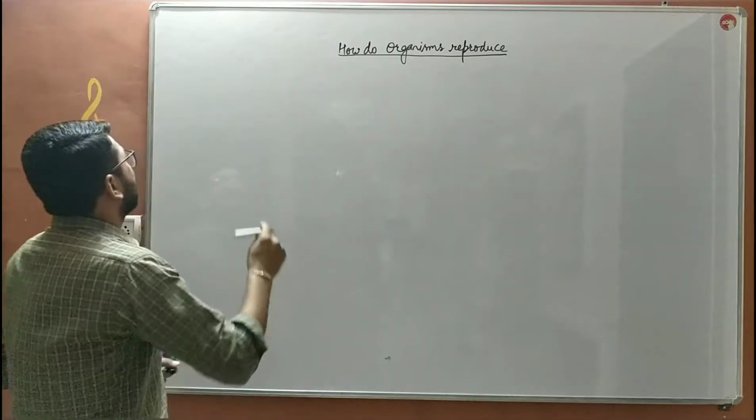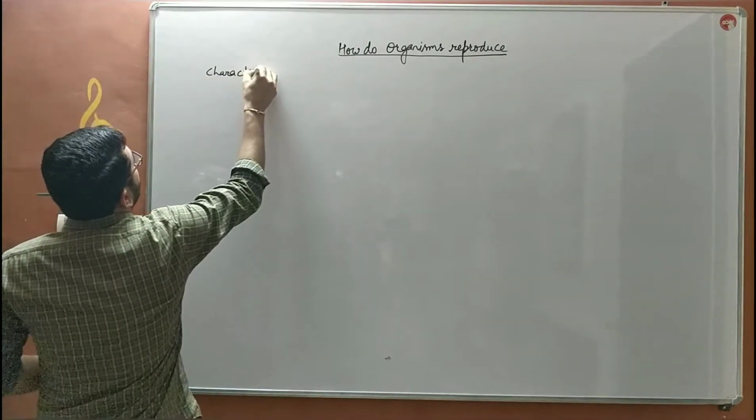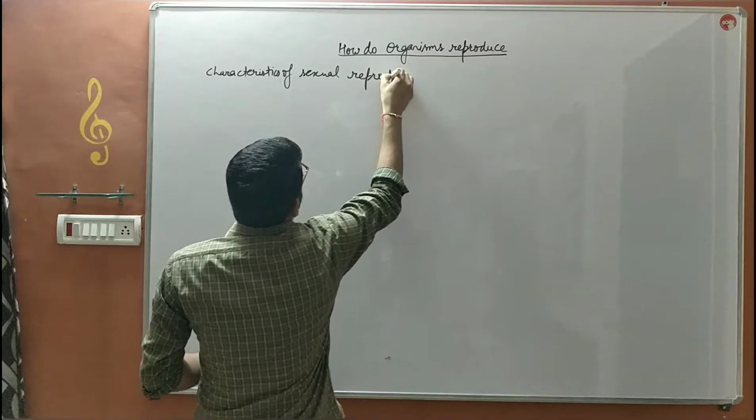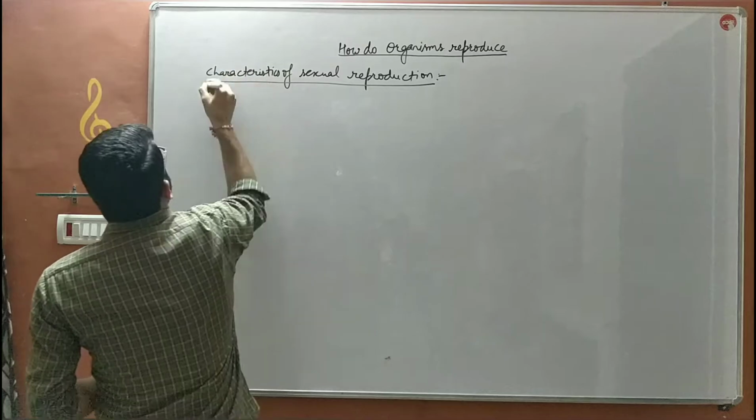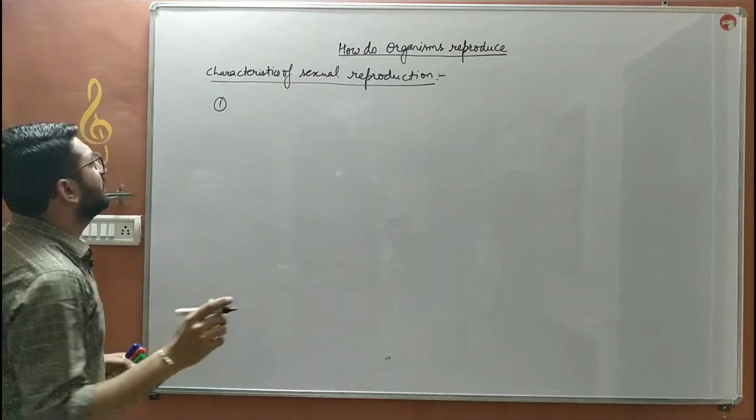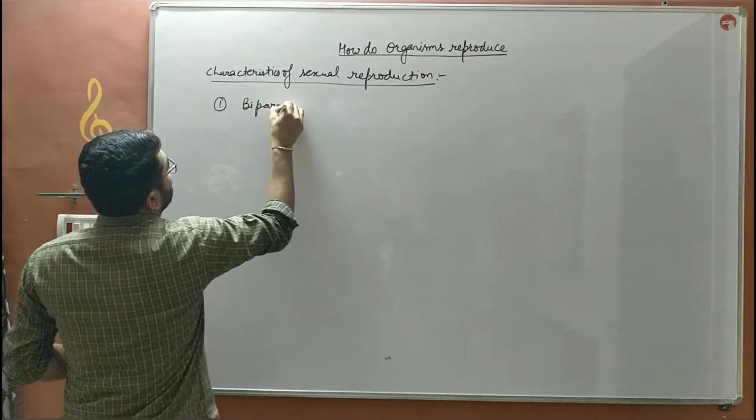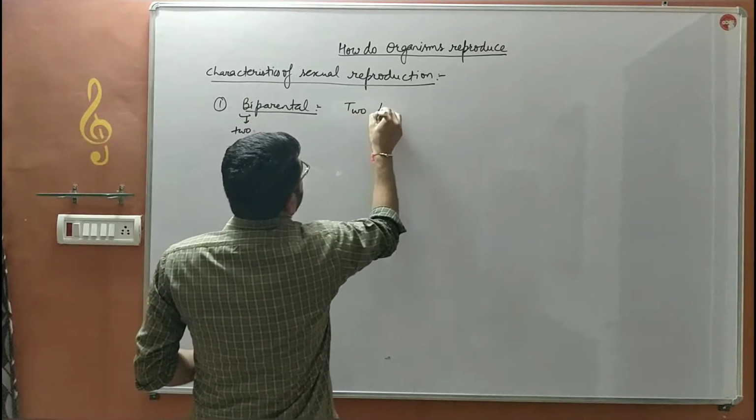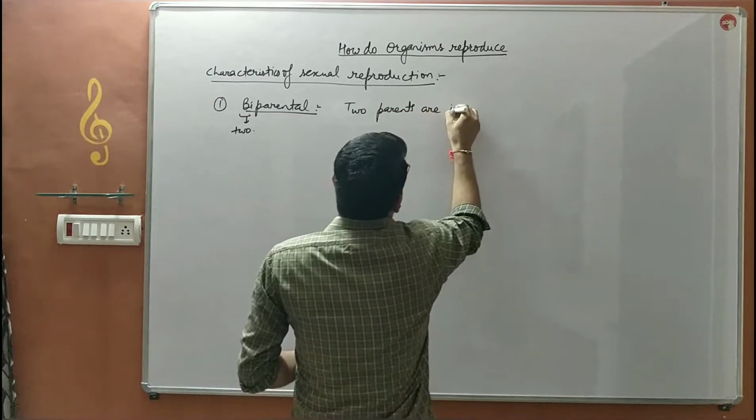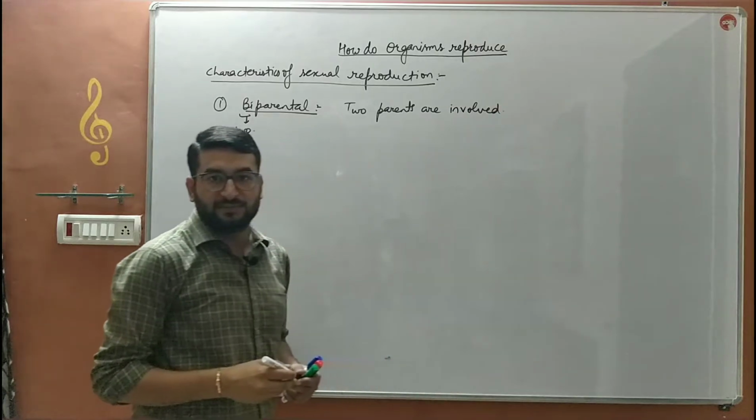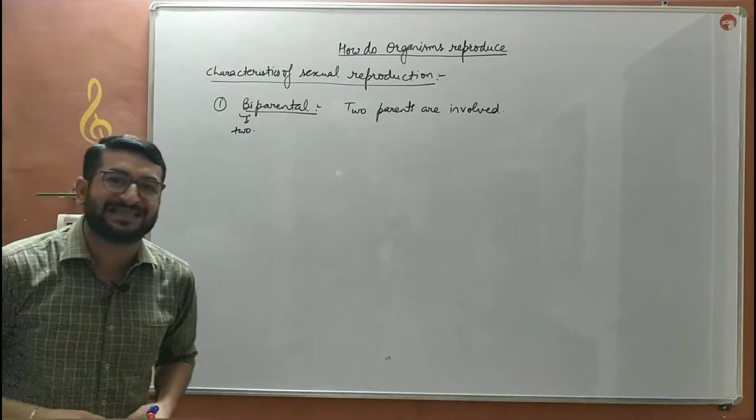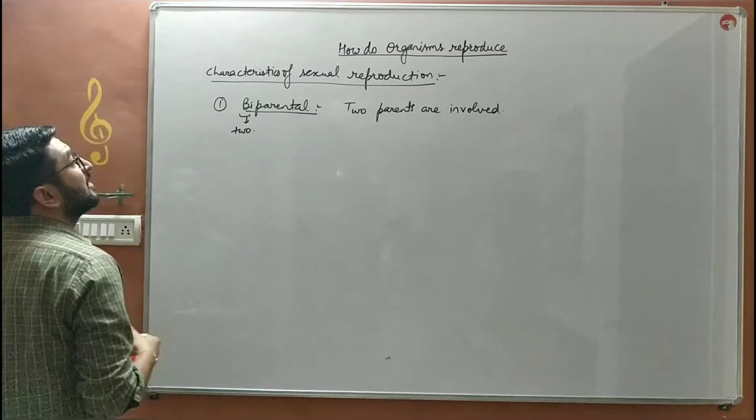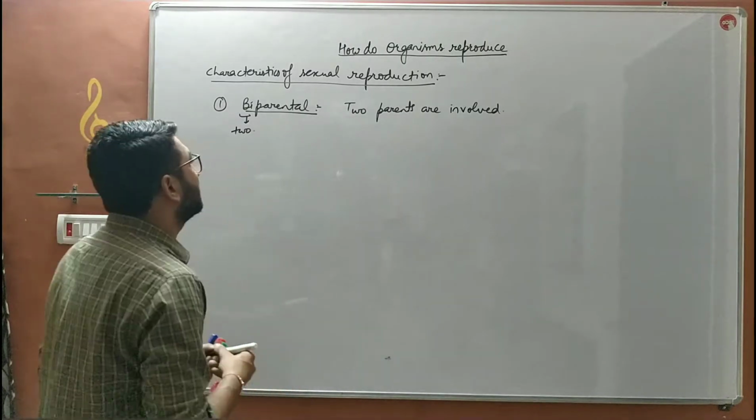Now we will discuss the characteristics of sexual reproduction. What are the features or characteristics of sexual reproduction? The first one is that sexual reproduction is biparental. What does it mean, children? It means two parents are involved. It is the mode of reproduction in which two parents are involved in the production of a young one. Two parents will produce their respective gametes, and then those gametes will fuse with each other, and that will lead to the production of a young one. So it is a biparental process in which two parents are involved.